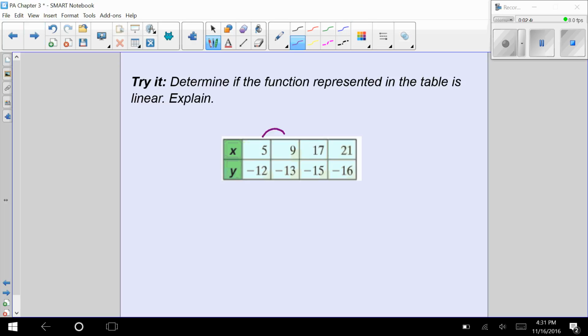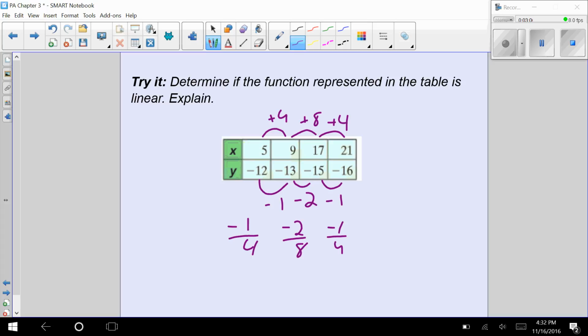Let's look at this. 5 to 9 is a plus 4. 9 to 17 is a plus 8. And 17 to 21 is plus 4. Negative 12 to negative 13 is a minus 1. Negative 13 to negative 15 is a minus 2. Negative 15 to negative 16 is a negative 1. So our ratios are negative 1 over 4, negative 2 over 8, and negative 1 over 4. Well, negative 2 over 8 simplifies to negative 1 over 4. So these are all equal, which means that my answer is linear.